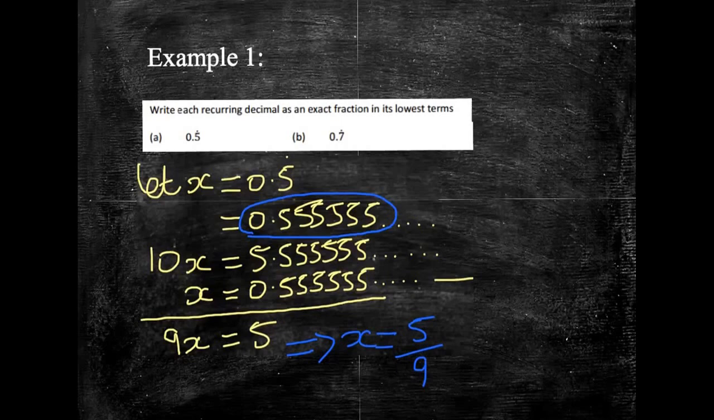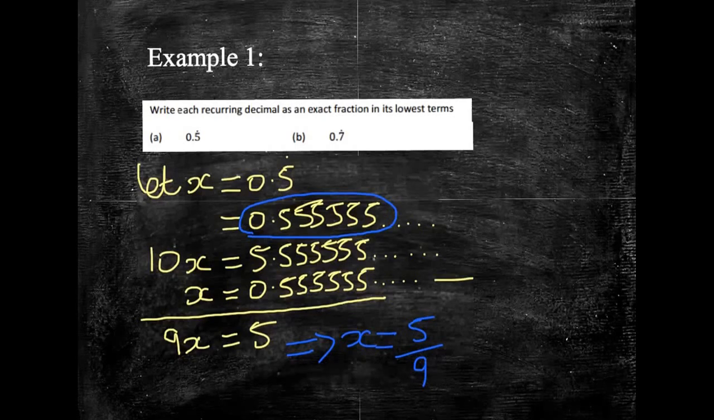I've done what it said in the question. It said write the recurring decimal as an exact fraction, which I have done, in its lowest terms. 5/9 is as simplified as it can get. I can't simplify that anymore. 5 is a prime number, and nothing goes into 9 other than 1, 3 and 9, so I can't cancel that down any further. Good, I've done the first one. 0.5 recurring is 5/9.